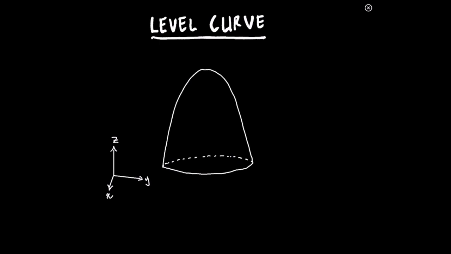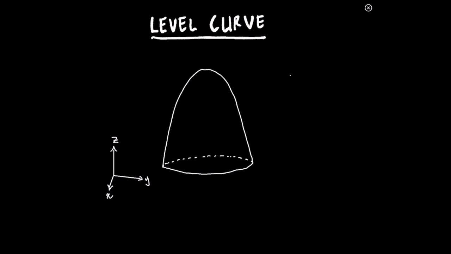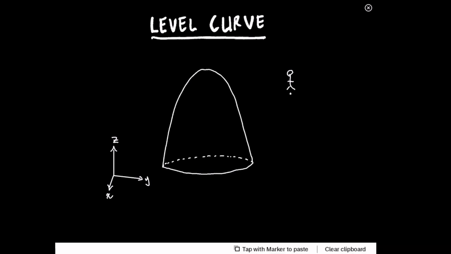Okay, so what is a level curve? So on the screen here, I have just a simple paraboloid. You can think of it as just kind of a hill, right? And as long as we're thinking of it as a hill, let's have a little guy right here. And he's standing right there, and we're going to put him on the hill. So let's put him right here. Why not?